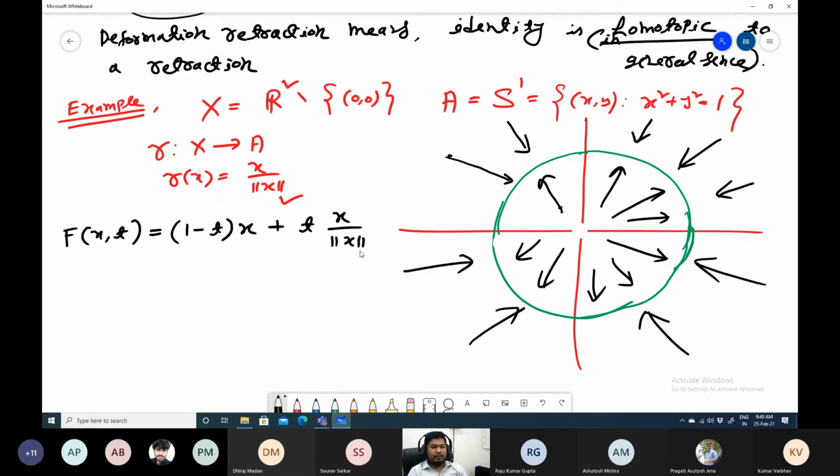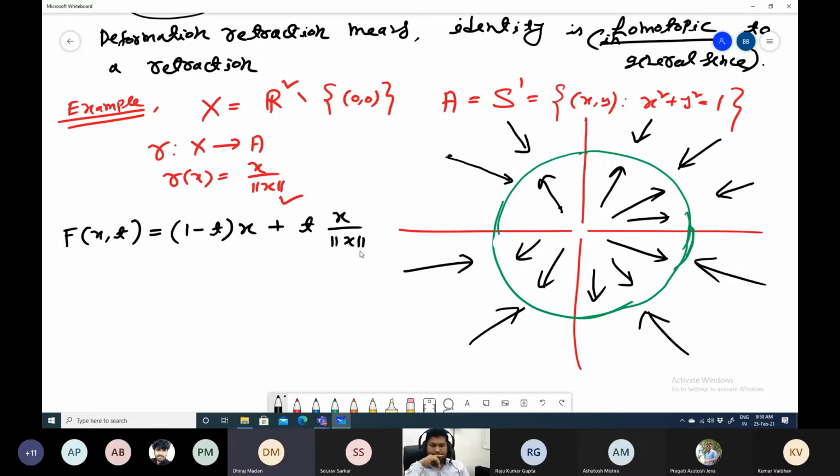And note that for any t, if we choose a from the set S1, then it will be (1 minus t) a plus t times a again, so it will be a itself. Therefore it satisfies all the properties of deformation retraction, right? So it is a deformation retraction, and also it is continuous. We have seen that. Since it is in R2, we can check the continuity by sequences as well, because our topological space is a metric space.